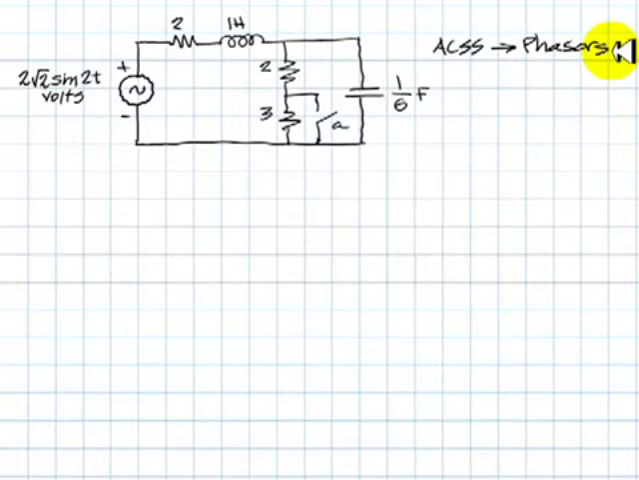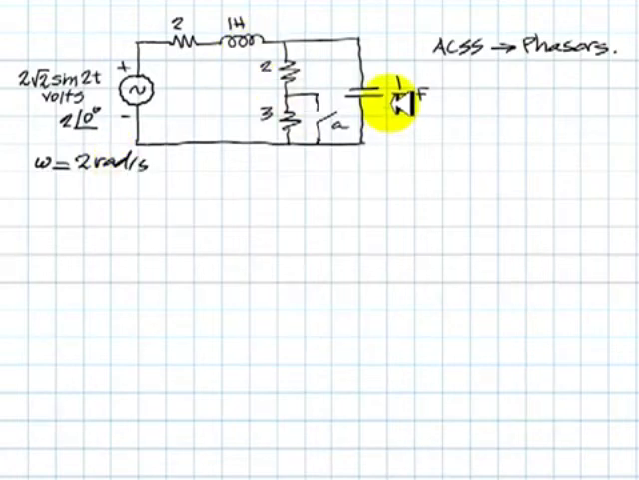But to use phasors, we represent the voltage source with a phasor, which would be 2 with 0 degrees as a phase, 2 with an angle of 0 degrees volts. The 2 remains the 2, the resistances remain the same, and then we need the frequency. Omega is 2 radians per second, as we see there, and from that 2 radians per second we can compute the impedance of the inductor and the impedance of the capacitor.